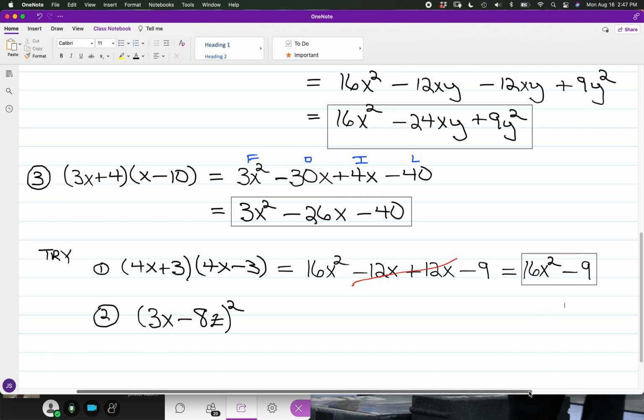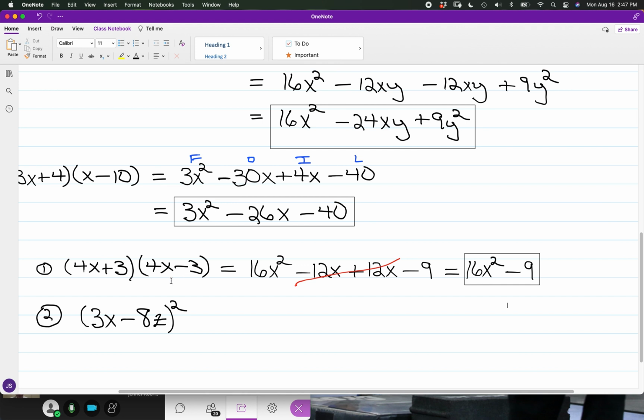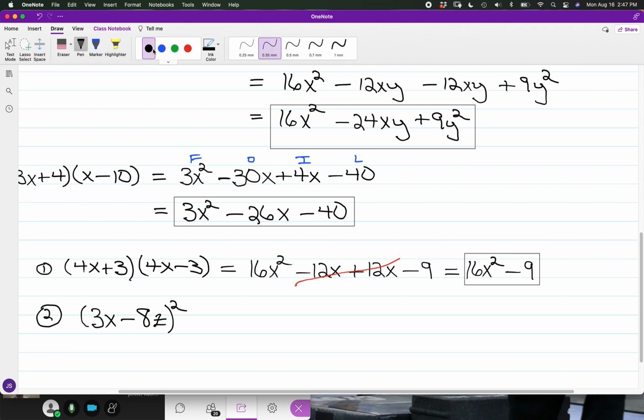And whenever you have almost identical expressions where you have the same terms, but one operation is addition while the other is subtraction, the resulting product is going to be a case of what we have with a difference of squares.